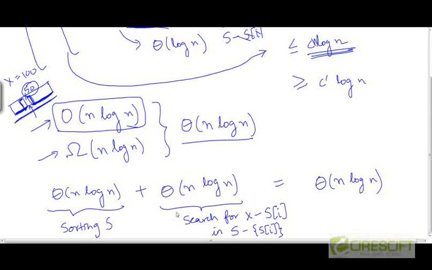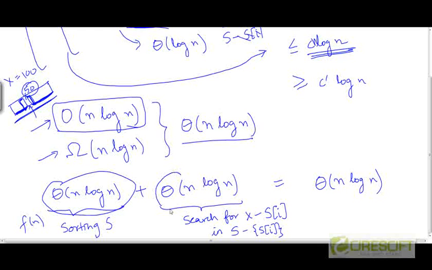And if you have two functions, both of which are in theta of n log n, then their sum is also going to be in theta of n log n. You can prove that easily, and I'll just leave that as an exercise, but you can prove this from the definition of theta notation. You can write the definition for the theta notation here. If f of n is in theta of n log n, then f of n is bounded from above and below by constant multiples of n log n.